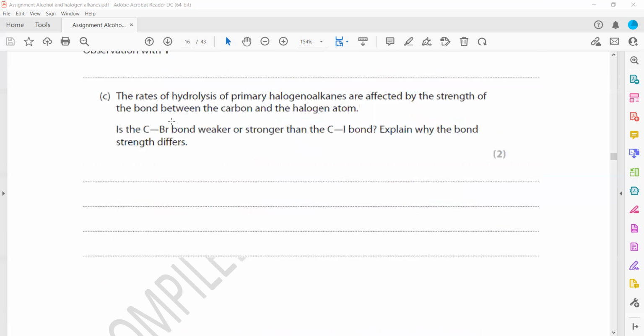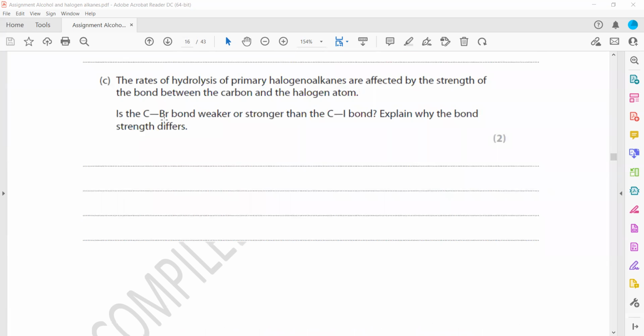Then, the rate of hydrolysis of a primary halogenoalkane is affected by the strength of the bond between the carbon and the halogen. Is the C-Br bond weaker or stronger than C-I? Explain why the bond strengths are different. What is the reason why the bond strengths are different? C-Br will be stronger. You get 1 mark when you mention that the bond strength of C-Br is stronger than that of C-I. The reason is that bromine is smaller in size, so the bond will be shorter and the nuclei will be closer.